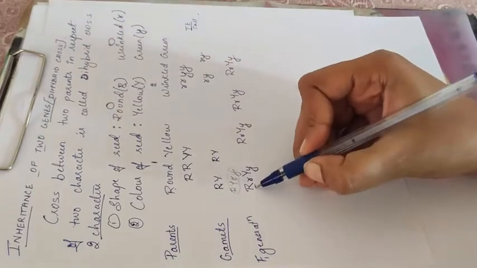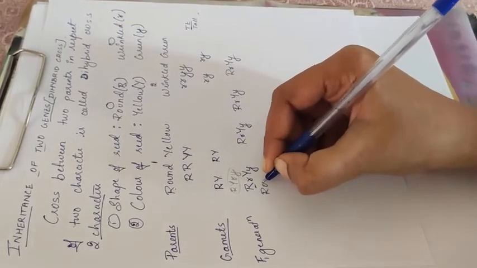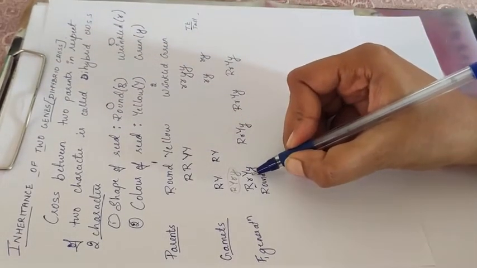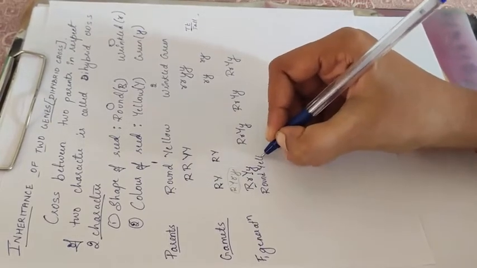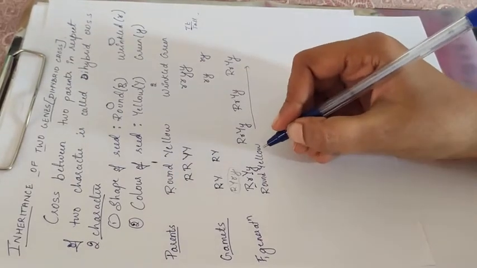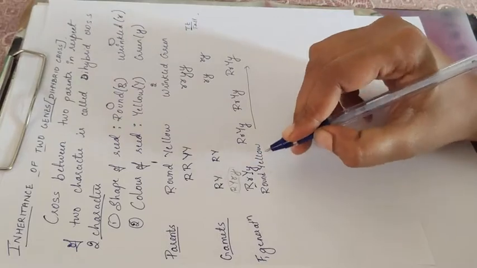Similarly, when capital R is present, which is dominant, what you can expect is definitely round. And here also capital Y, the dominating one, is present. Therefore, it will be yellow. All of them are round yellow. The F1 generation offspring are round yellow.